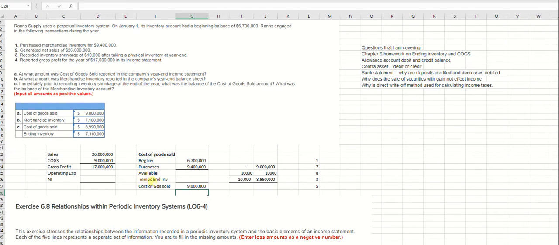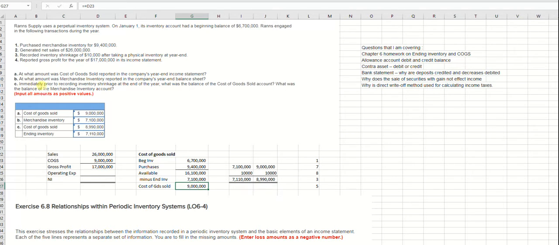Okay, and now I need to figure out ending inventory. So I know beginning inventory plus purchases equals available. And I know that I had 16.1 million available, and I know my cost of goods sold was 9 million. So now I can back into my ending inventory. So I have my ending inventory of 7,100,000. So you can see I've figured out this line and this line simply by writing out these statements and plugging in the difference.